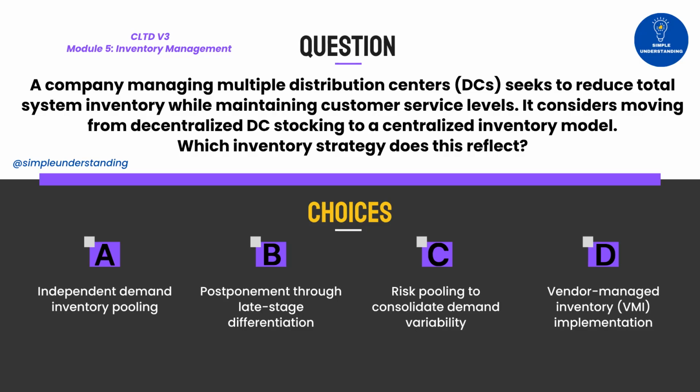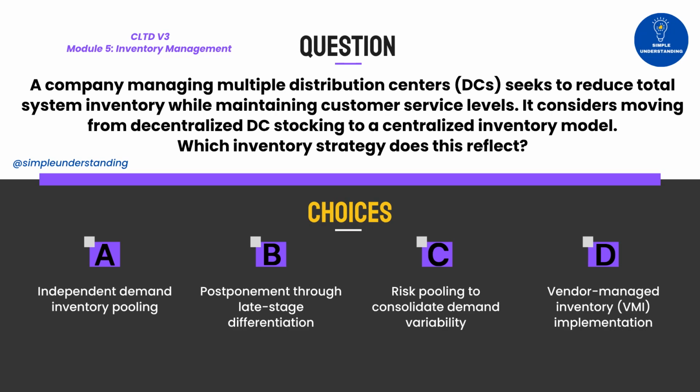Question 3. A company managing multiple distribution centers, DCs, seeks to reduce total system inventory while maintaining customer service levels. It considers moving from decentralized DC stocking to a centralized inventory model. Which inventory strategy does this reflect? A. Independent demand inventory pooling. B. Postponement through late-stage differentiation. C. Risk pooling to consolidate demand variability. D. Vendor-managed inventory, VMI, implementation.